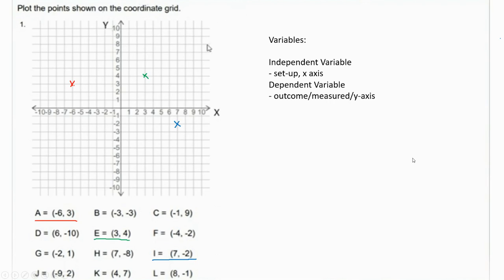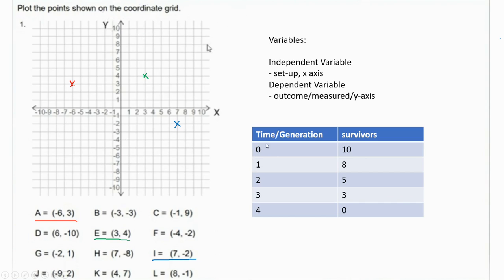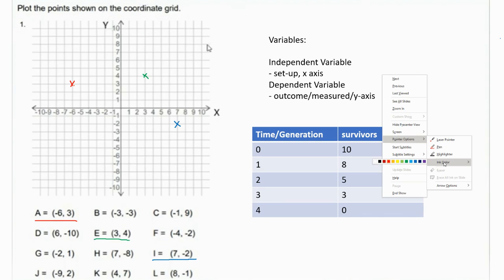So if you had a chart where you're graphing time versus survivors, and let's just say for sake of argument you have time 0, 1, 2, 3, and 4, and at time 0 you have 10 survivors, at time 1 you have 8 survivors, then 5 survivors, 3, and 0 survivors. The way you would graph this is, let's make this purple.